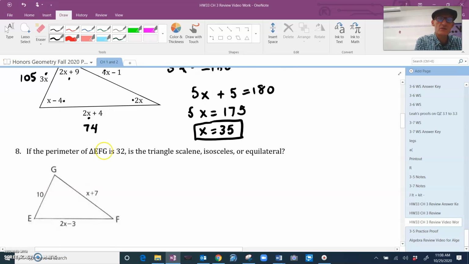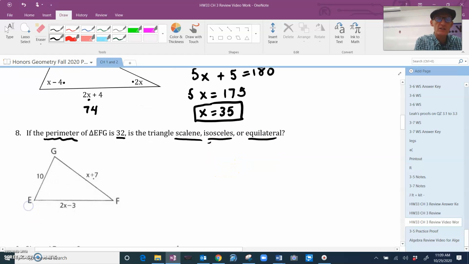Problem number 8, the triangle has a perimeter of 32, and then again we want to see if it's scalene, isosceles, or equilateral. So we add the three expressions together and set it equal to 32. So let's see, we have these two, 2x and 1x is 3x, and 7 minus 3 is 4, plus 10 is 14, and that's equal to 32. And if I subtract the 14, I get 3x is 18. And then x is equal to 6.